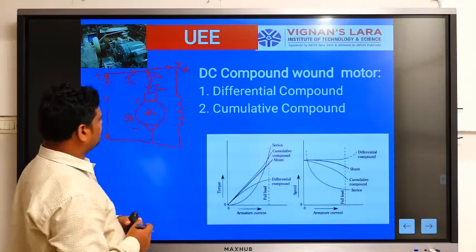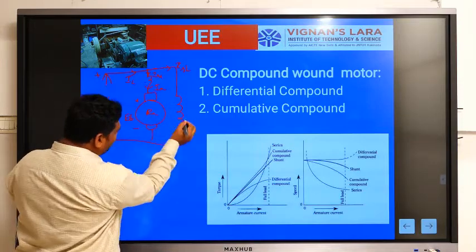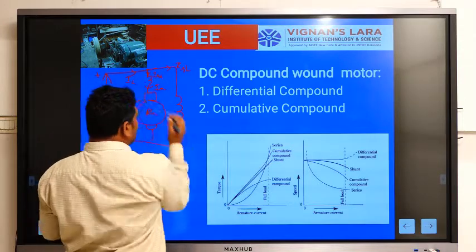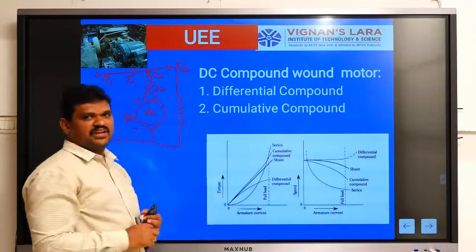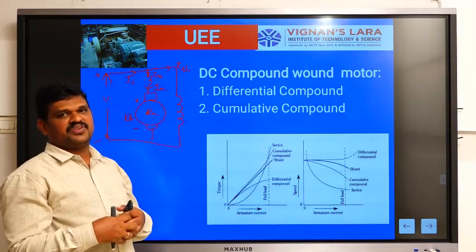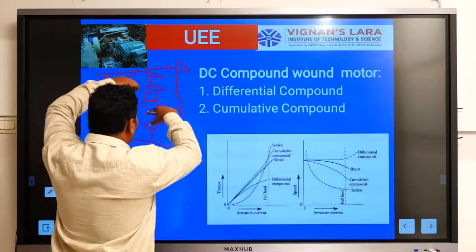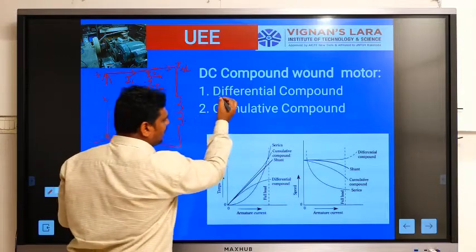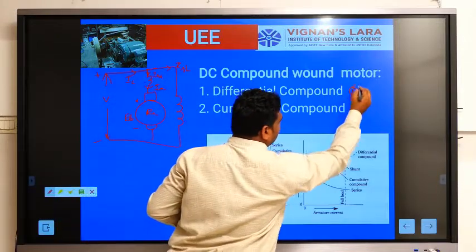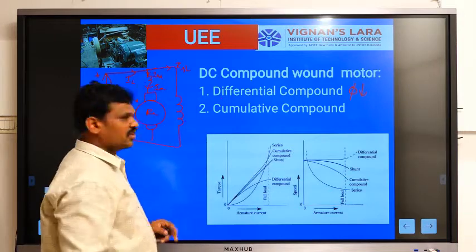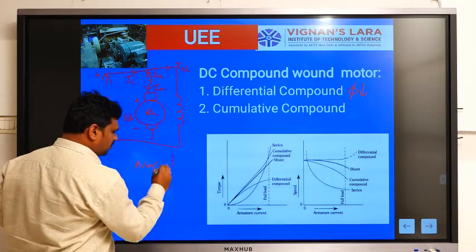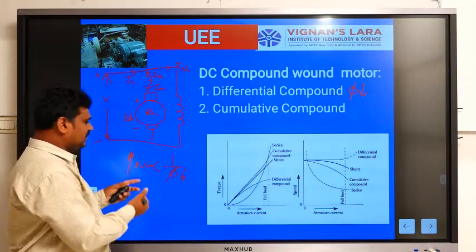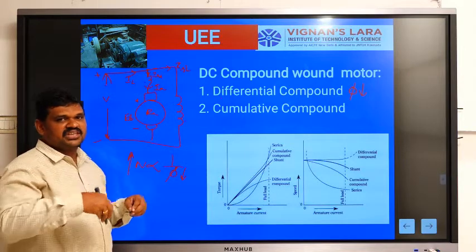Again, compound machines are of two types. If the series flux is additive to the shunt flux, then we say it is the cumulative compound. If the series flux is in the opposite direction to the shunt flux, then it is the differential compound. In the differential compound, when the load on the motor increases, the series flux magnitude will increase, which means the resultant magnetic flux magnitude will decrease. Already we know that speed is proportional to 1 by flux. If the flux decreases, the speed increases. So it exhibits the series machine characteristics when the load on the machine increases.